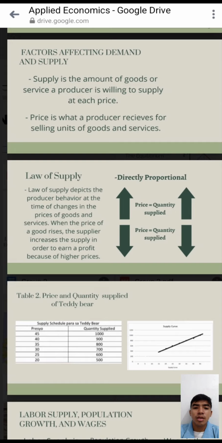Directly proportional: two amounts are proportional. They change at the same rate so that the relationship between them does not change.